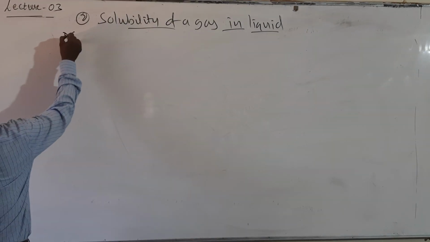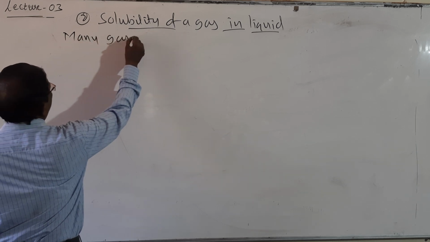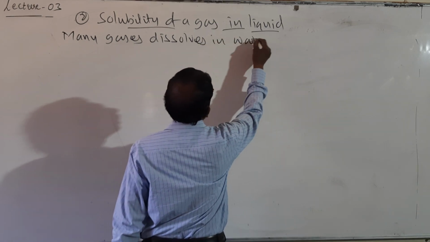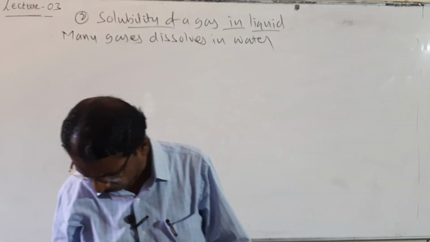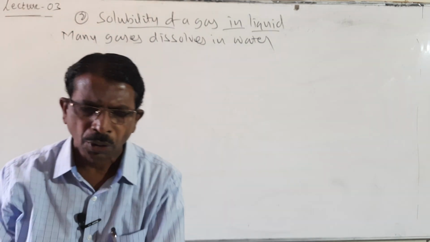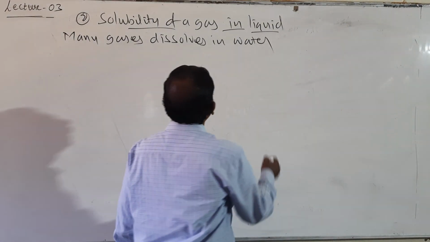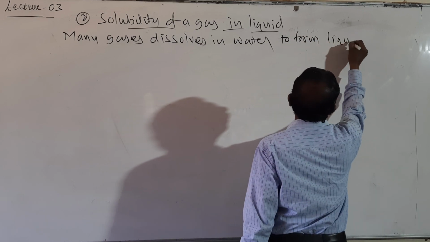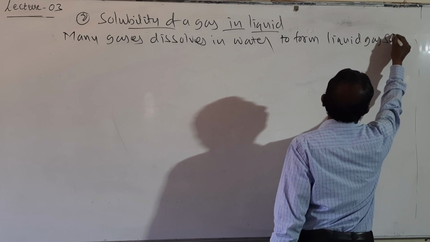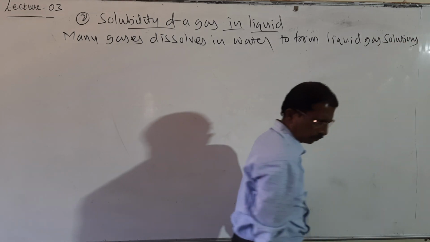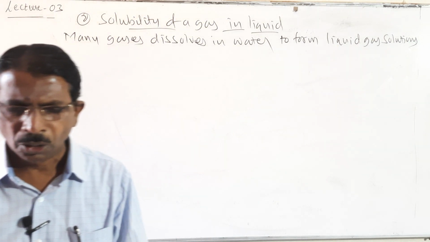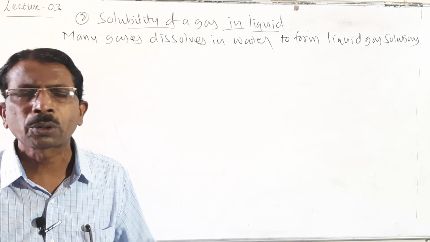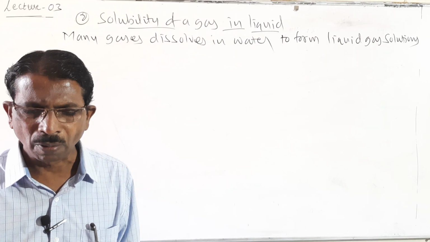So here we know that many gases dissolve in water. For example, oxygen dissolves in water and carbon dioxide also dissolves in water, forming liquid-gas solutions. It is called a liquid-gas solution. Oxygen dissolves to a small extent in water, and due to this reason the aquatic species are living comfortably.